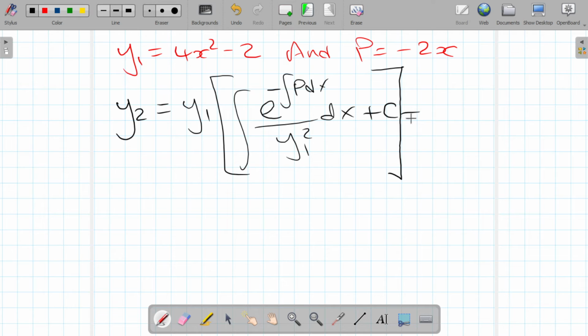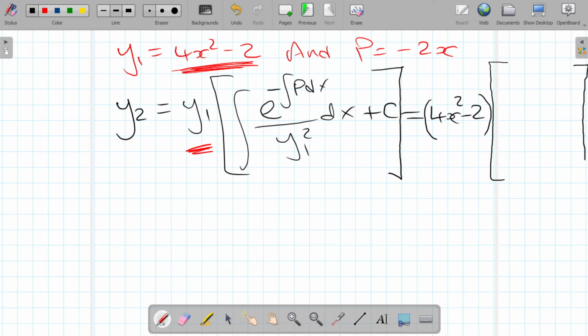So, right, now we know what y1 is. This y1 here is this term here, 4x squared minus 2. So we write down the 4x squared minus 2. And I'll put brackets around that. And that is multiplied by, and I don't know whether I will be able to squash this all on, but we'll try.